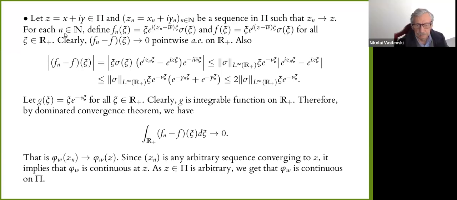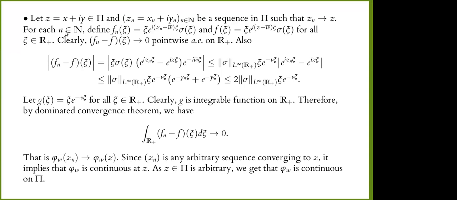Okay. So now if I consider z as x plus iy, and since we are in a metric space, we can use the sequential approach to prove the continuity of a function. So we consider a sequence Zn of the form xn plus iyn that converges to z. So whenever Zn converges to z, we will get that the function fn of psi will converge to f of psi pointwise almost everywhere on R plus.